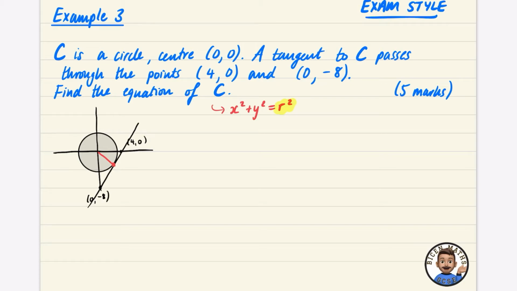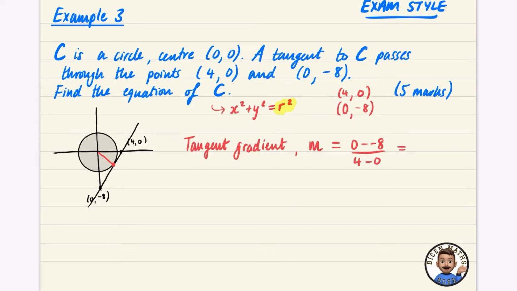So I think the first thing we should do is examine the tangent. We should find out the tangent gradient, and then maybe find out what the equation is going to be. So the tangent gradient, m, is going to be the change in y over the change in x. So it is (0, -8) and (4, 0). The change in y will be 0 minus -8, and the change in x will be 4 minus 0. Well, 0 minus -8 is 0 plus 8, and 4 minus 0 is 4. So the tangent gradient is 2.